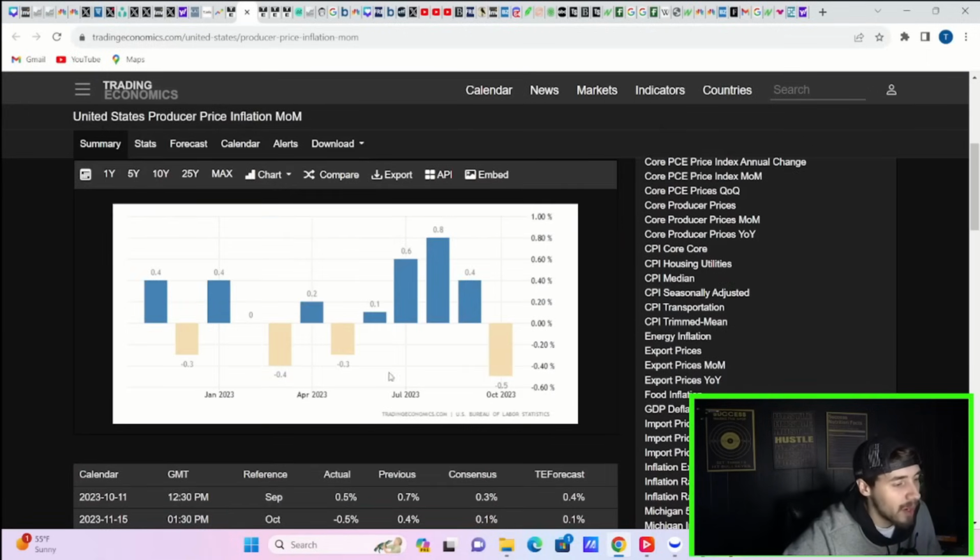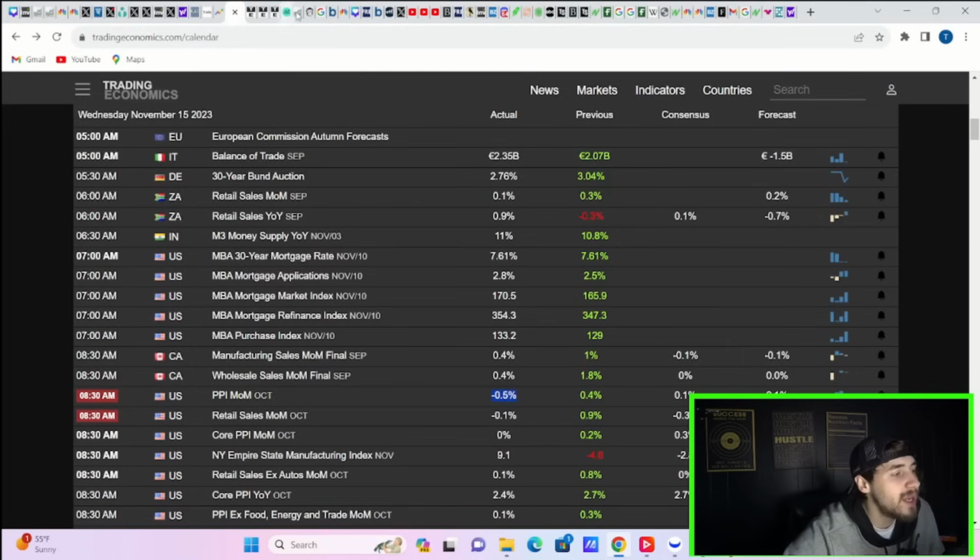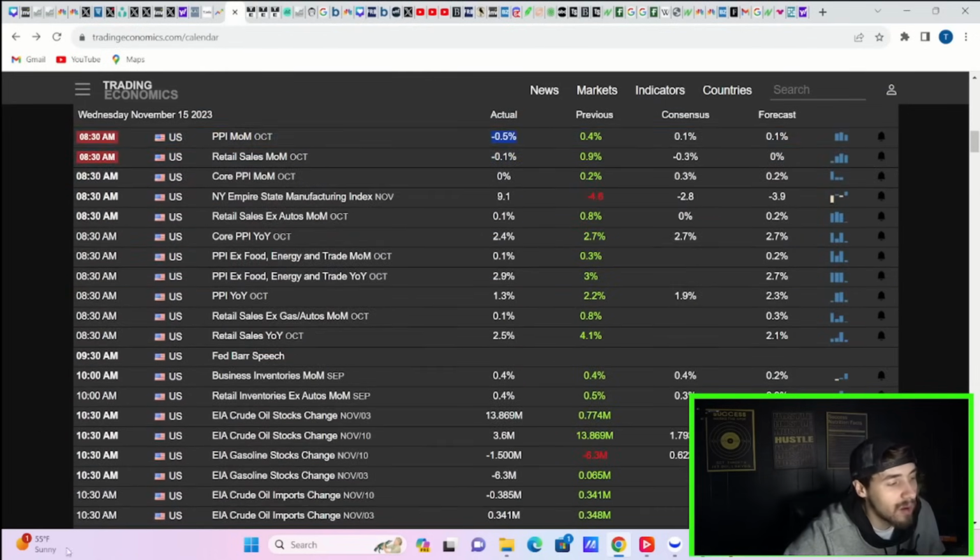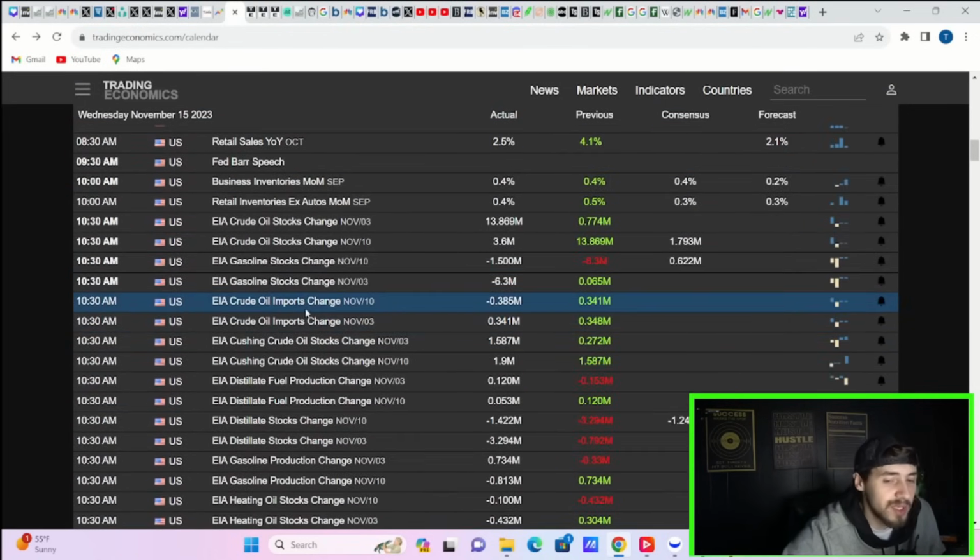The lowest change, or the worst change, or maybe the best change, whichever way you want to put it, for PPI since 2020. You haven't seen a drop like this. So that's pretty dang disinflationary. All in all, great news today.